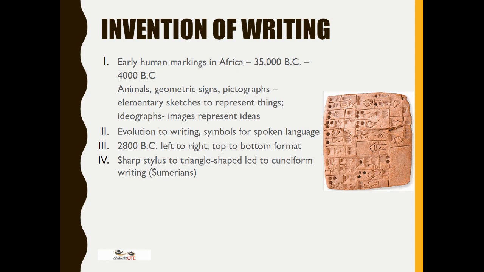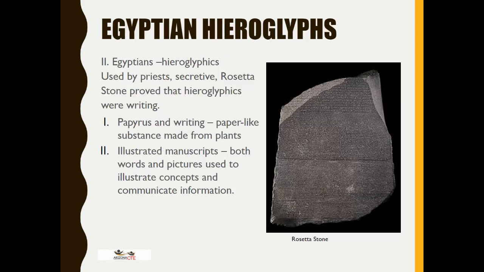Evolution into writing: symbols for spoken language. And then at 2800 BC, they started writing from left to right and from top to bottom. So there became a format to writing. It wasn't just kind of squares in different areas. It just had a nice flow to it, which is what we commonly see today of left to right and top to bottom. And they used a sharp stylus, kind of a triangle shape, to create these different graphics, these different symbols. It was what was called a cuneiform writing style.